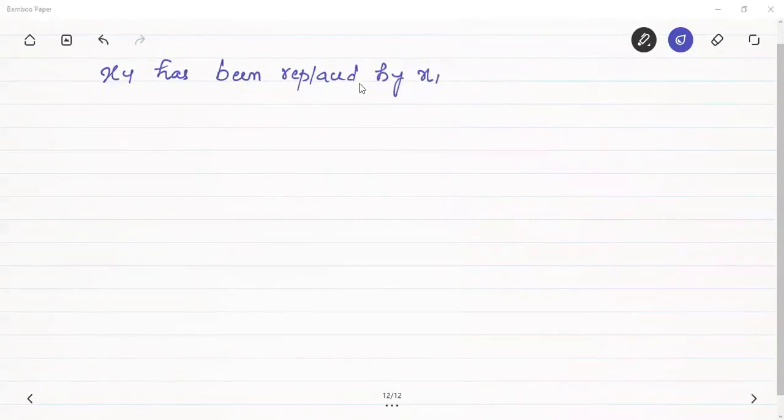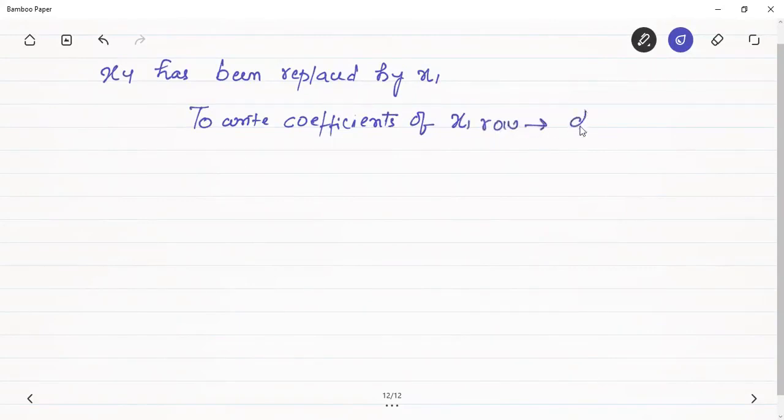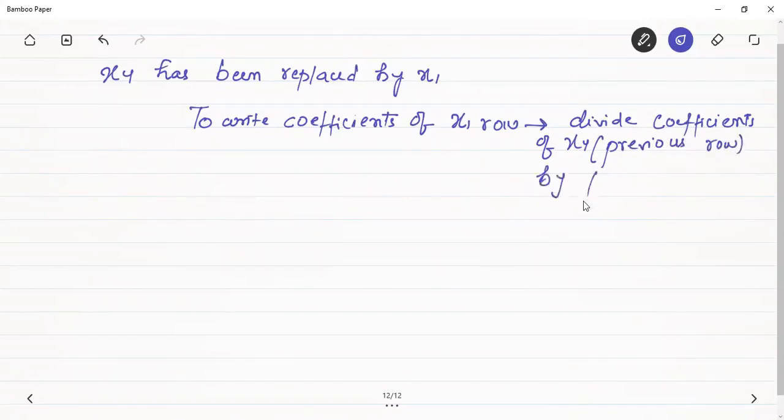To write coefficients of x1 row, okay, to write the coefficients of x1 row, divide coefficients of x4, which is the previous row, by pivot element.